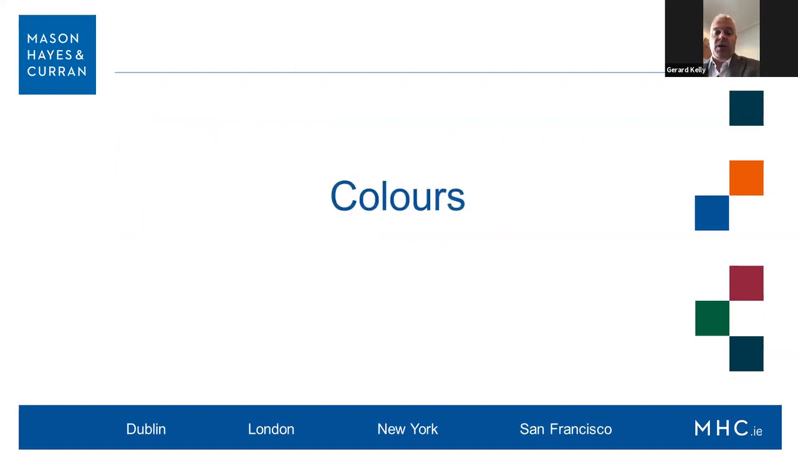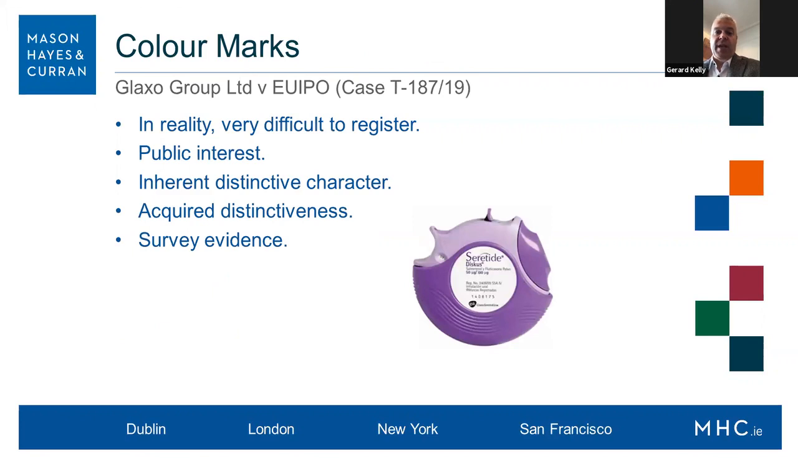So just starting with colours, you'll see the first case here is a very recent decision of the General Court at an EU level, and that involved Glaxo with their purple colour inhaler for asthma products. And effectively, they had introduced that colour. They were the first in the market to do it. No one else had purple there, but it was held to be invalid, and predominantly because, as a public policy, courts and offices want to ensure that no one entity gets a monopoly in a colour.